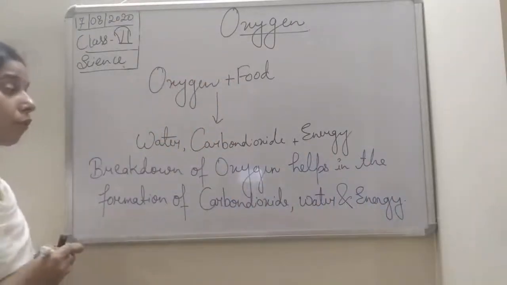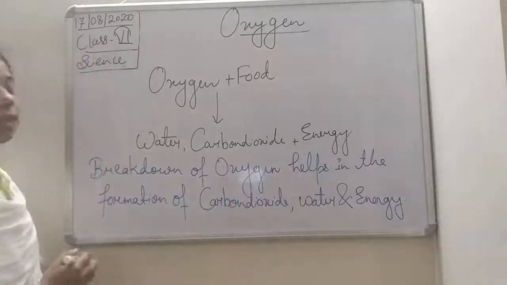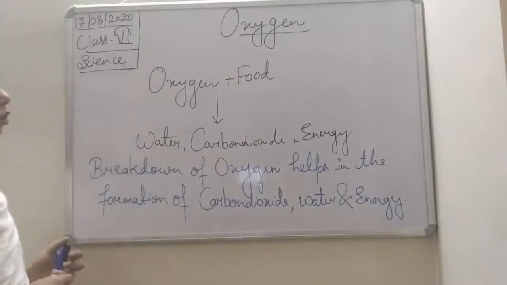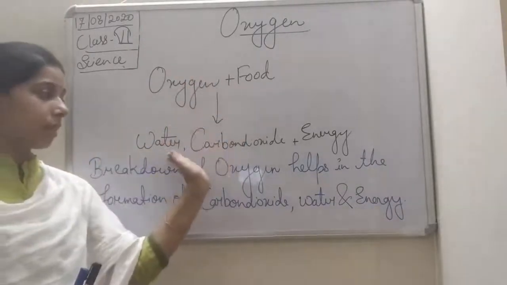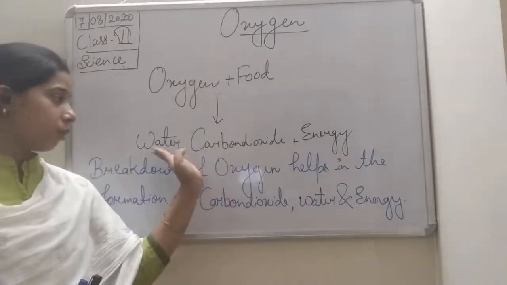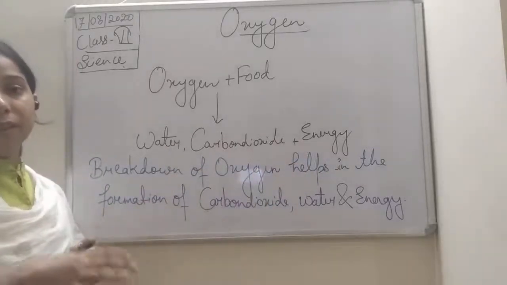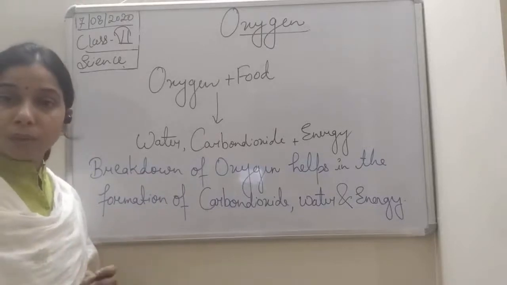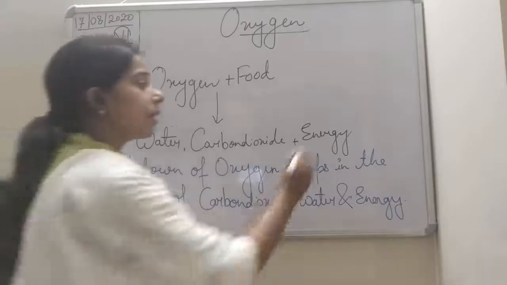Okay, so breakdown of food with the help of oxygen helps in the formation of carbon dioxide, water and energy, students. So oxygen reacts with the food which is present in our body and gives these products. It means water, carbon dioxide and energy. So the most important role of oxygen is the breakdown of the food, and the result of this breakdown, students, is energy.